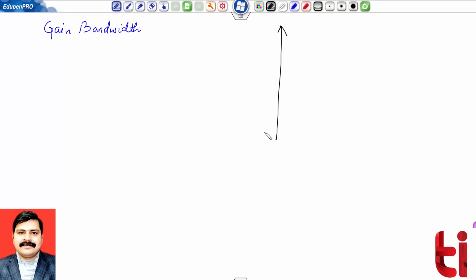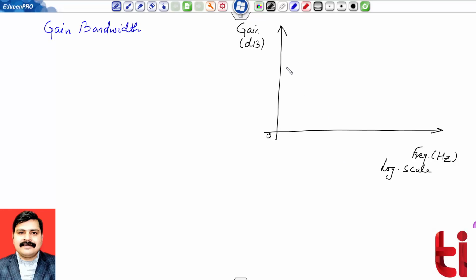In this frequency response plot, on the vertical axis we are taking gain in the unit decibel, and on the x-axis we are taking frequency in terms of hertz, and specifically this will be on a logarithmic scale, and the frequency response is somewhere like this.